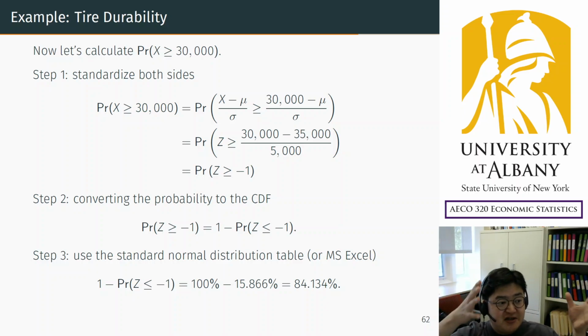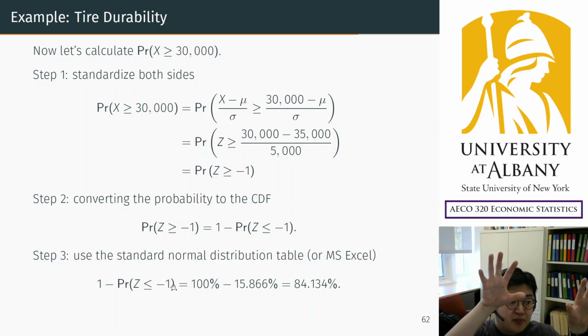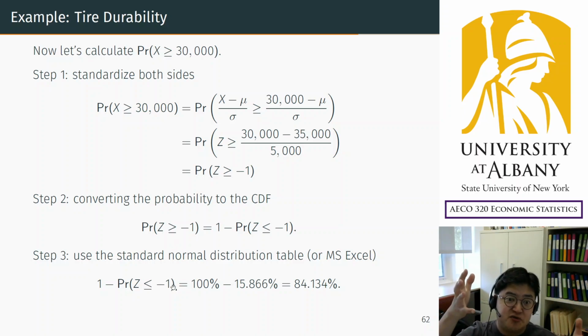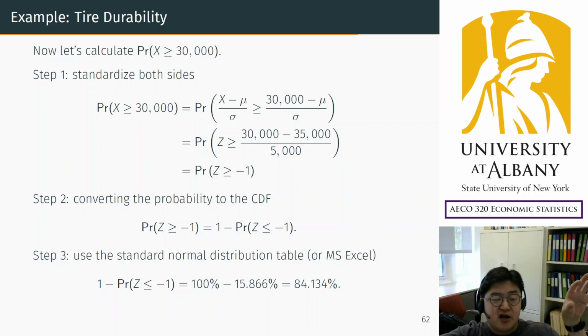First, we learned CDF can calculate anything. If you have probability greater than something, take 1 minus the cumulative probability, right? And then we learned how to use the standard normal distribution. And then now we add another step, how to standardize a non-standard normal distribution. So combine all these three techniques, then you can calculate probability of this form. Okay.